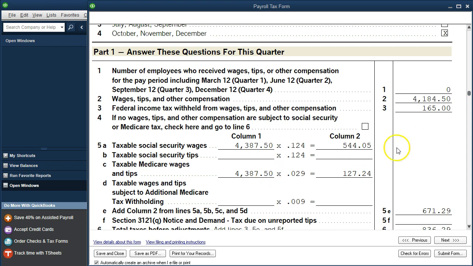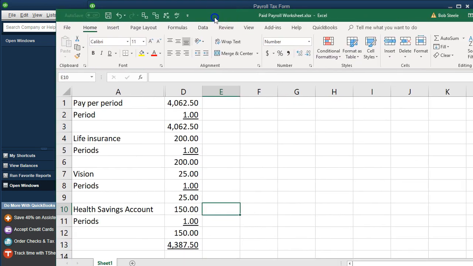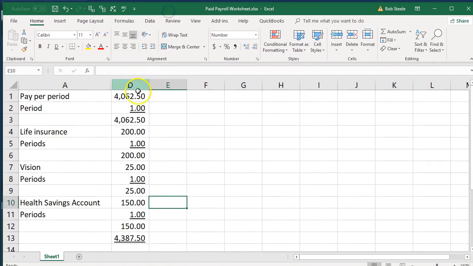So that's the difference between the wages there on the FIT wages and the Social Security and Medicare wages. Now, if we wanted to see where this number came from, because we're using it to recalculate the Social Security, it's similar to the last paycheck. This is only one paycheck, remember, in the fourth quarter. So we pay each time that $4,062.50 to this one employee times 1, because there's only one paycheck. And so that's the total.